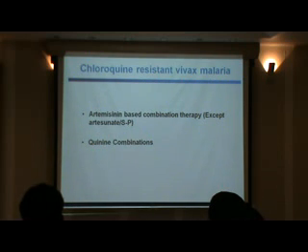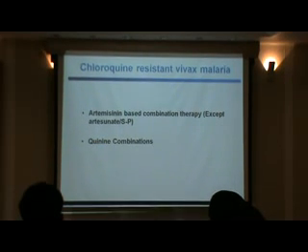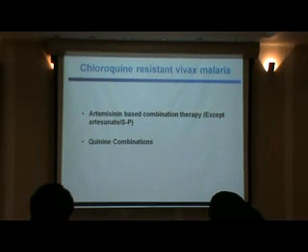If we find that patients with vivax malaria are resistant to chloroquine, we can treat them with artemisinin-based combinations, with lumefantrine and quinine combinations.